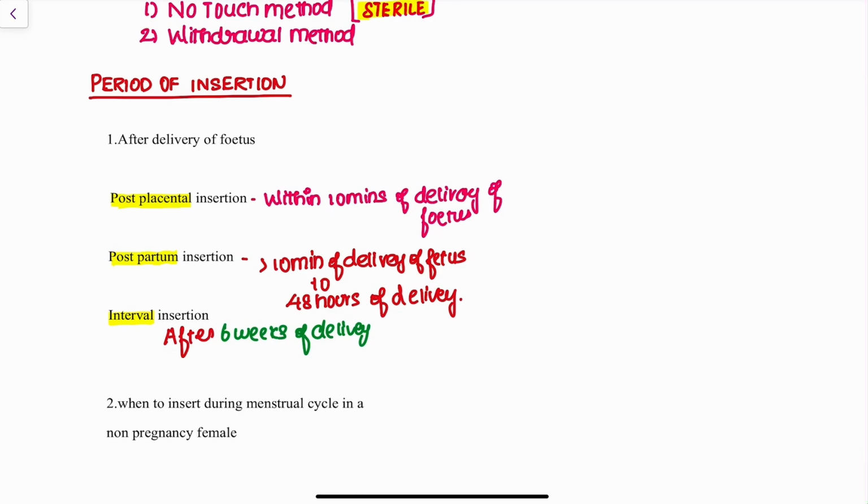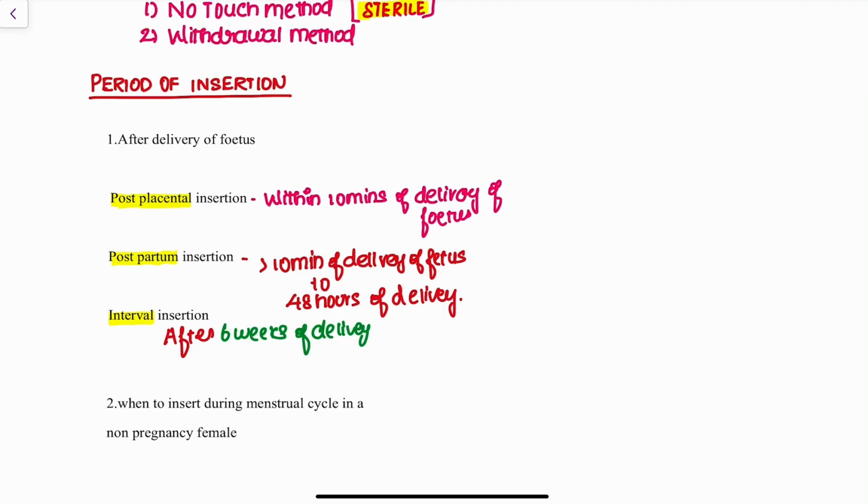But the best time to insert this intrauterine device in a non-pregnant female is during menstruation, because all of us know it is a very well known fact that if a female is menstruating, there is no conception, that is, the female is not pregnant at all. So pregnancy can be ruled out if she is menstruating. So during menstruation, you can insert this intrauterine device inside the uterine cavity.